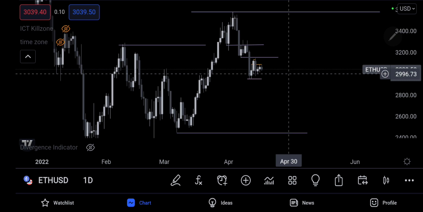We wait for point A to happen. Once point A happens, wait for point B to happen. When point B happens, wait for C, and C is our entry. It's that simple. I think sometimes people just overdo it.